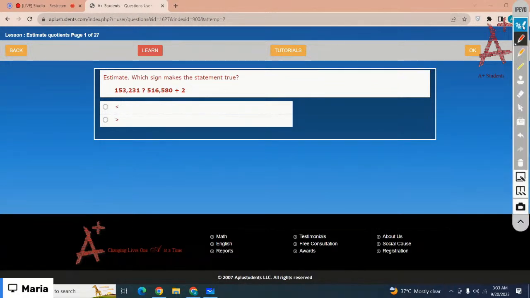So you can estimate this 516,580. You can estimate this number to 500 thousands, right? Because dividing 500 thousands by 2 is easier. 2 times 25 is 50. You have to now compare these numbers: 153,231 and 250,000. So which is the correct option?